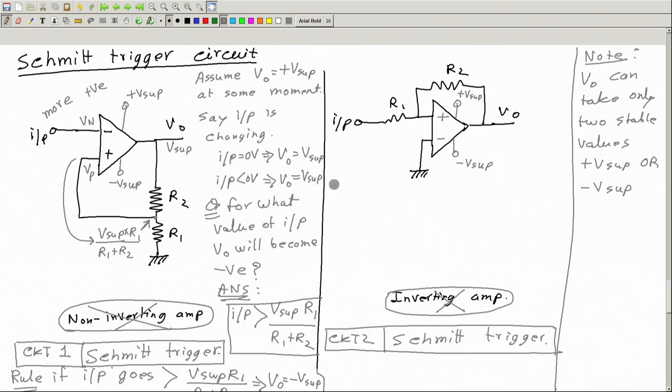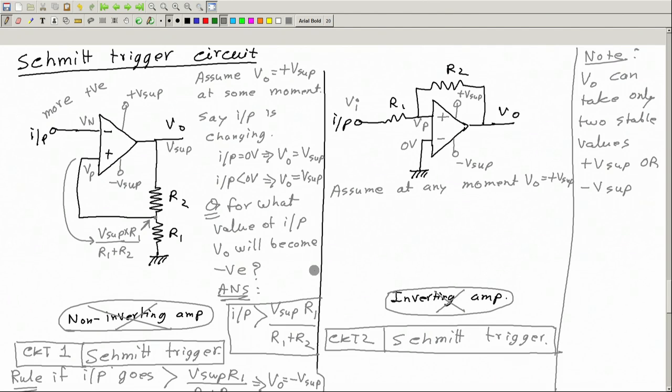So let us assume at any moment VO, the output, is equal to plus V supply, positive. Okay, so this is positive and this is at 0 volt. So this is input, call it VI, and this you can call VP.